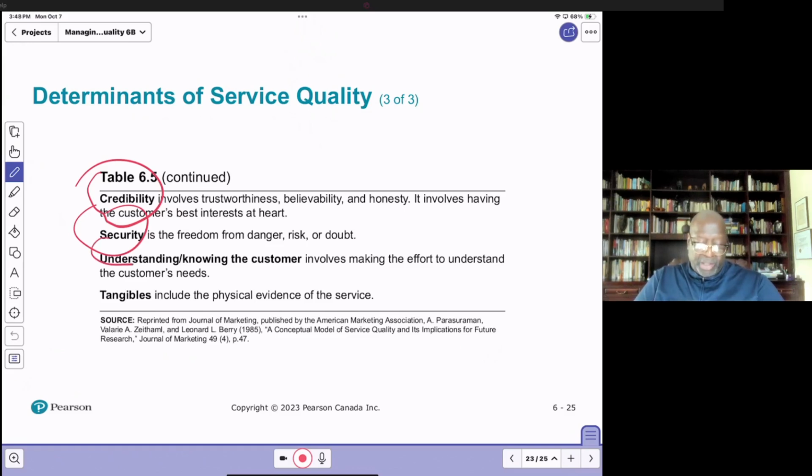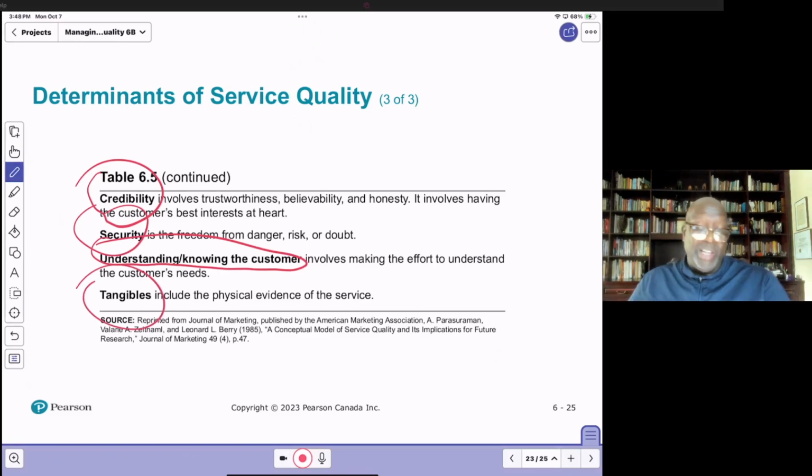And then, of course, understanding and knowing the customer. How well does your service provider understand and know you? That's an important aspect of the service, because sometimes they're able to give you advice. They're able to, without even asking, maybe tweak the service and give you an aha moment because you didn't expect that. But that's because they understand you.